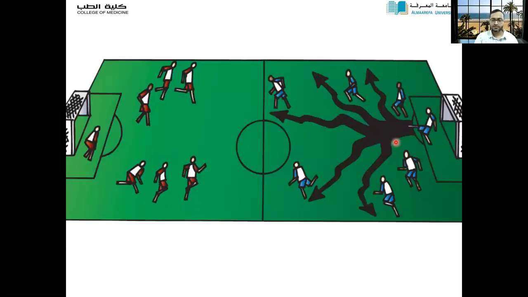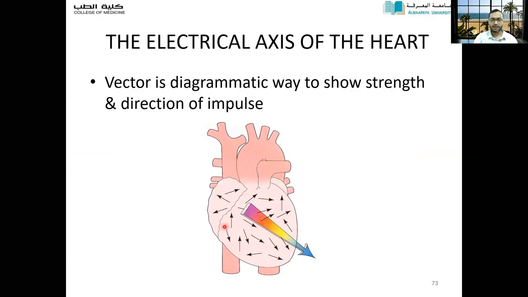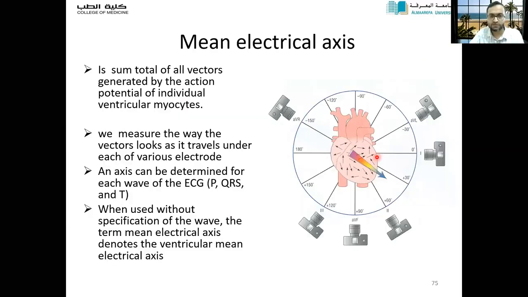And this is what we mean by the mean electrical axis of the heart. If you see each myocardium, the impulses are going in different directions, but if you combine all of them, the mean direction of the flow of the current is from the right atrium to the apex of the heart. And this is known as the mean electrical axis of the heart. And the mean electrical axis of the heart, we measure by looking at the vector, the mean vector, and how it travels under each electrode.